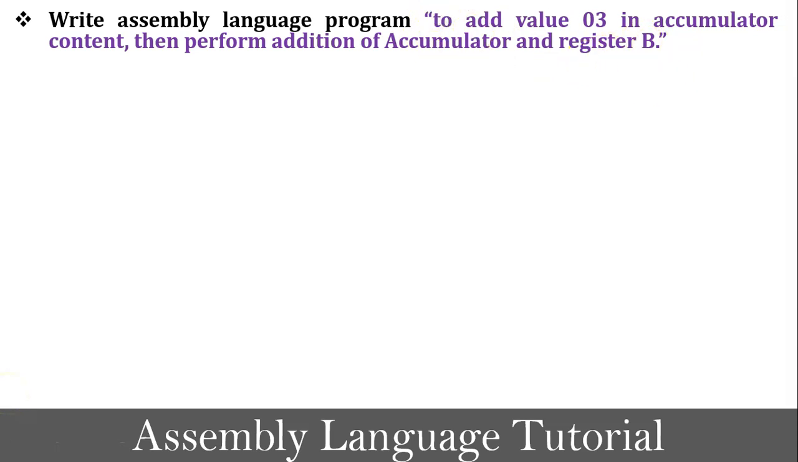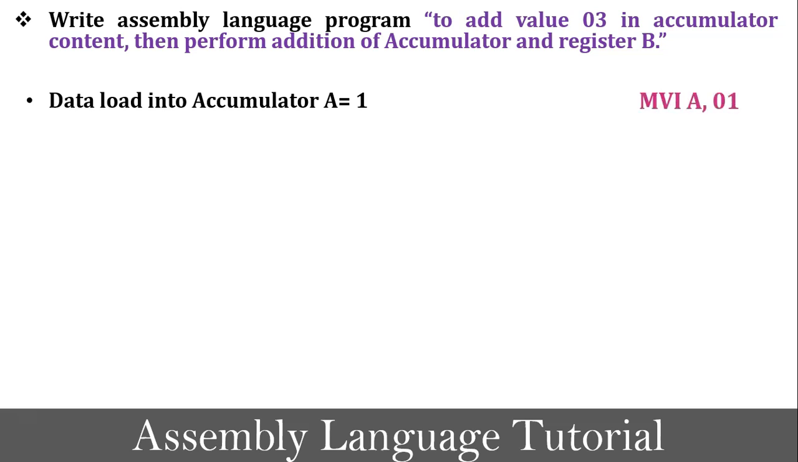First of all, build the logic and simultaneously write the code. As per the definition, we have to perform two main tasks in this program. The first task is to add the value 3 to the accumulator content, and the second task is to perform addition of the accumulator content and the register B content. Before performing the first task, I would like to load some value into the accumulator. For example, the value 1 is stored into the accumulator. It means the content of the accumulator is 1. So the instruction for this statement is MVI A, 01.